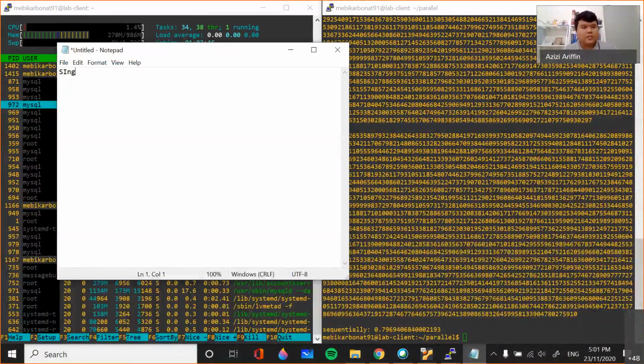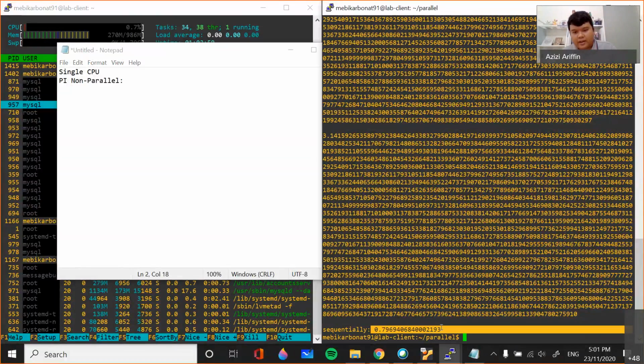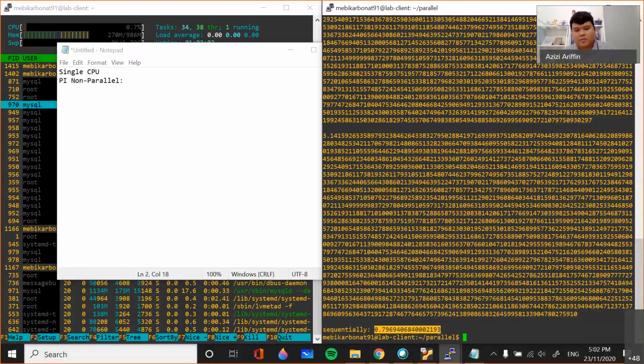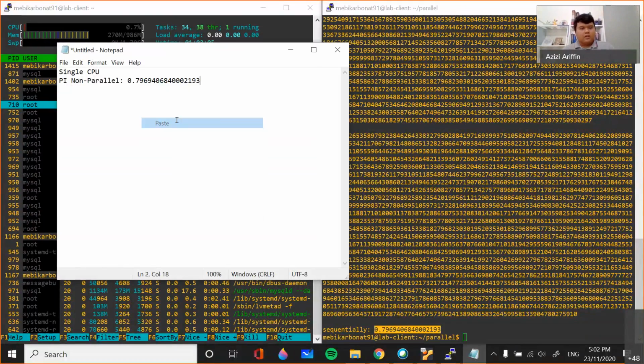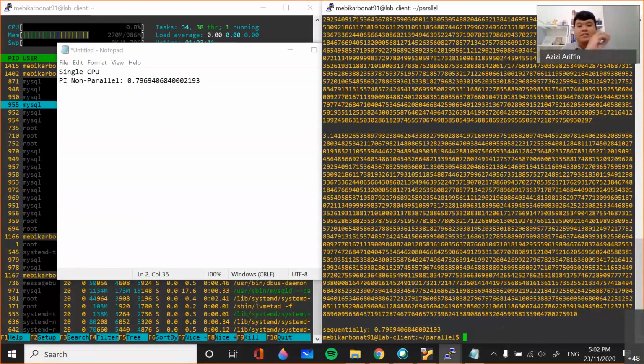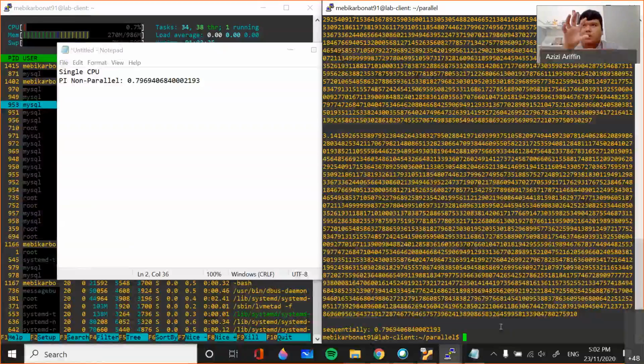Okay, so for a single CPU, for pi non-parallel, it takes 0.7 second. This is in seconds, 0.7 second. Right. Okay, so we now try the parallel code on a single CPU. Of course, by theory there isn't any difference, because we don't have multiple CPUs. Even though our code can do parallel processing, we still have only one. So actually there isn't any difference.